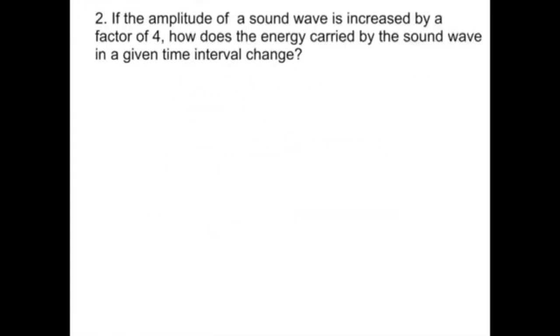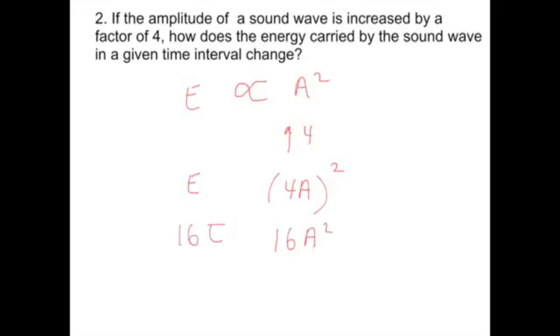Number 2. If the amplitude of a sound wave is increased by a factor of 4, how does the energy carried by the sound wave in a given time interval change? So we know that energy is proportional to the amplitude squared, and we're increasing the amplitude by a factor of 4. So now we have 4a on this side, and we still have energy. So if I'm squaring the 4a, I end up with 16a squared, meaning that the energy increases by a factor of 16. So you can say that the energy that's produced is 16 times as great.